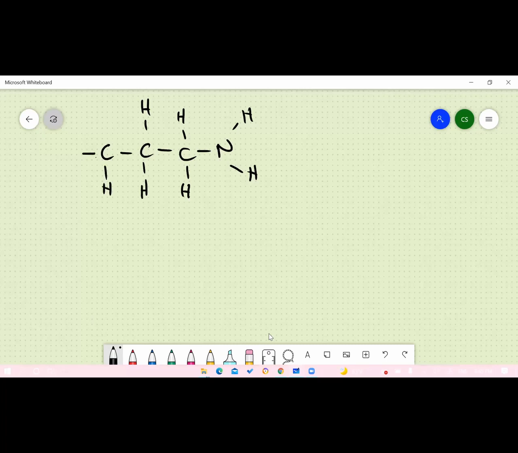I think Owen knows this, so I'm going to give Anisia a try at this. The condensed formula would be CH3, right? Because they have 1 carbon, 3 hydrogens, then another carbon, 2 hydrogens this time, and another carbon, 2 more hydrogens, then nitrogen and 2 hydrogens. Clear? Clear, ma'am. Yeah. All right.